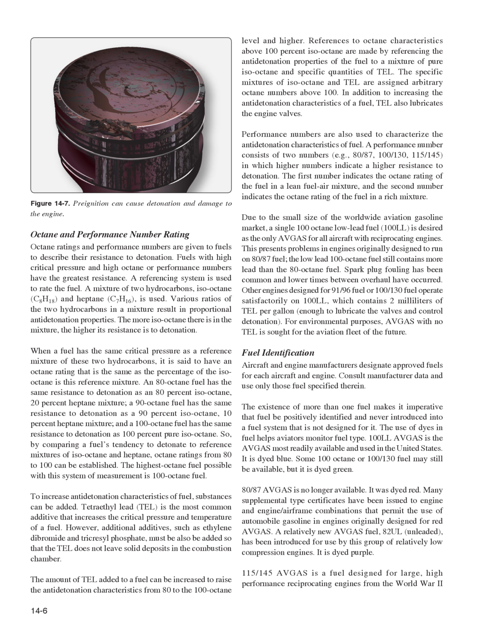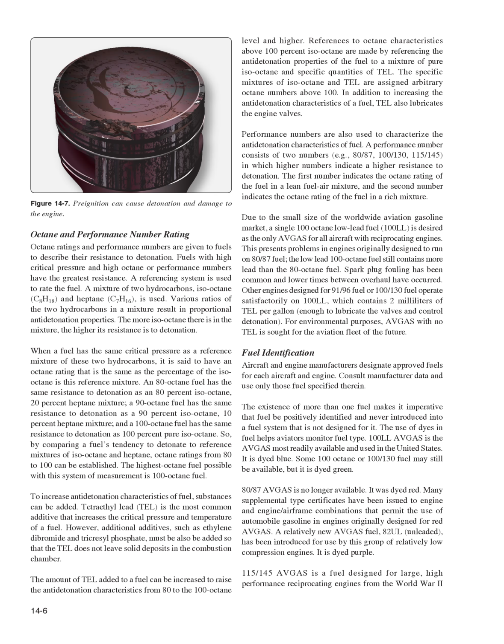References to octane characteristics above 100% iso-octane are made by referencing the anti-detonation properties of the fuel to a mixture of pure iso-octane and specific quantities of TEL. The specific mixtures of iso-octane and TEL are assigned arbitrary octane numbers above 100. In addition to increasing the anti-detonation characteristics of a fuel, TEL also lubricates the engine valves.